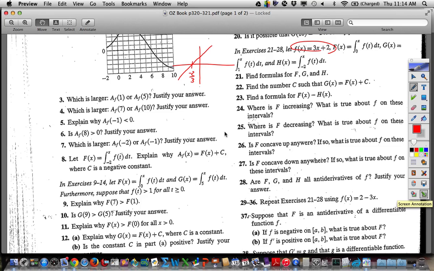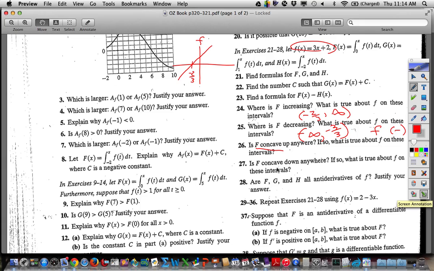Well, where was big F increasing? This is little f. When little f is positive. Isn't that just from the chart, right? Who cares about area? Who cares about area functions here? We wouldn't even need to worry about it, right? It's when it's positive. That'd be from negative 2/3 to infinity, right? Where is big F decreasing? From negative infinity to negative 2/3. Why? Because that's when little f is negative.